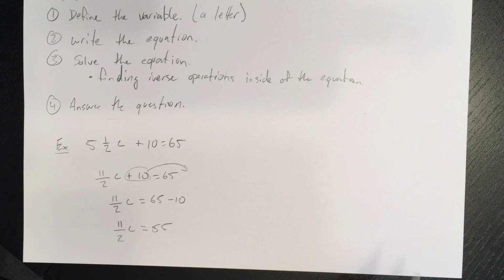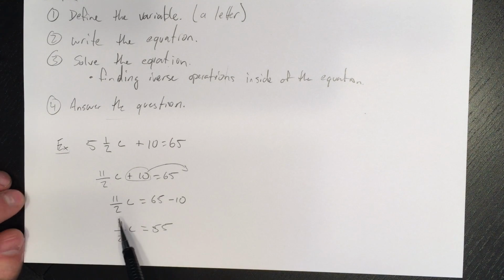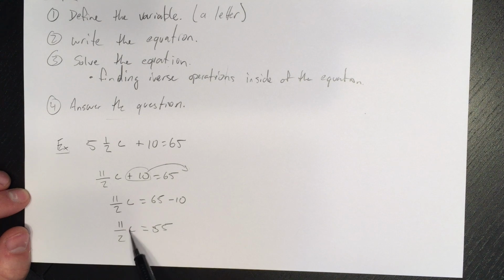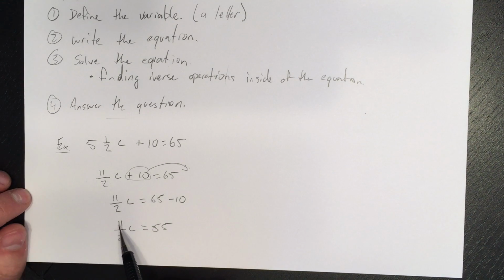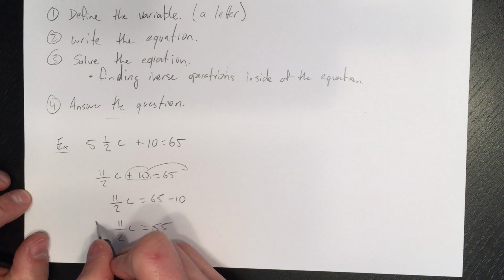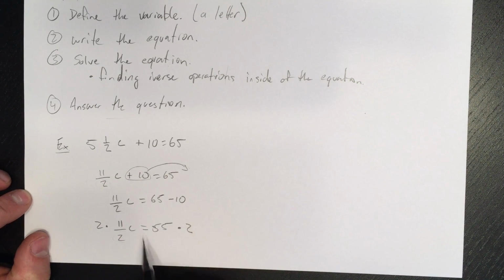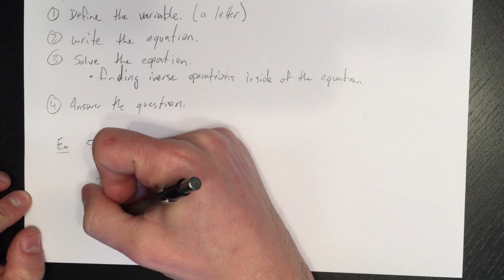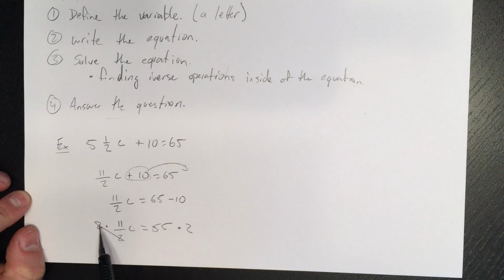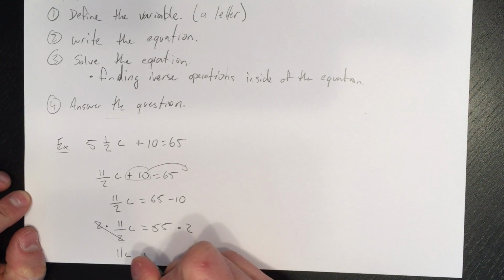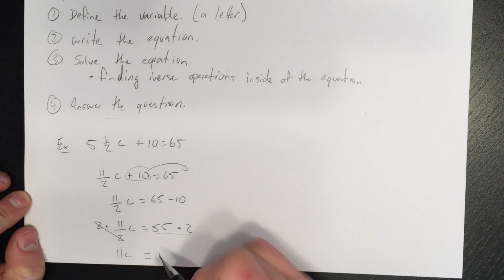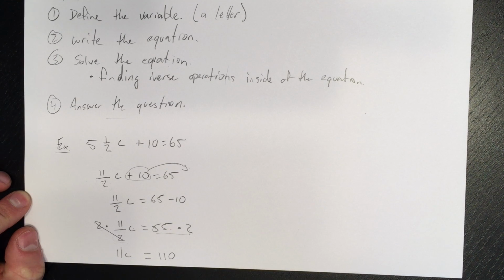Okay, so now we can do an inverse operation on this part. This was our first inverse operation. Now we can do an inverse operation on the 11 halves. So this is 11 divided by 2 multiplied by c. So the first thing we need to get rid of is this 2. So we're going to multiply both sides by 2. 55 multiplied by 2 and 2 multiplied by 11 halves c. So the 11 halves is going to go away, and because those 2s are going to cross out, we're going to have 11c equals 55 multiplied by 2 is 110.